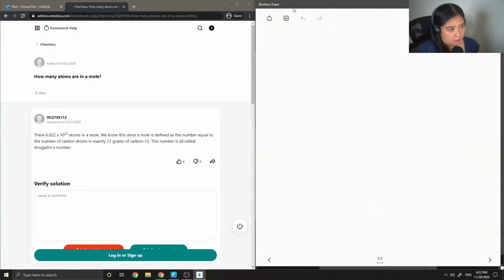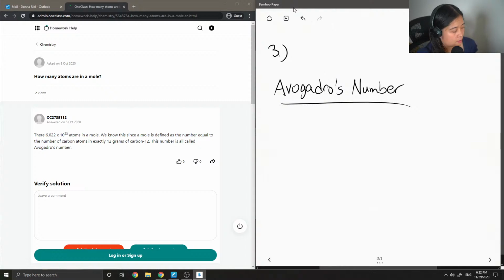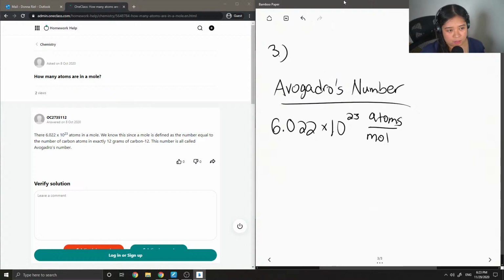Okay, so on to question 3. Simply asks, how many atoms are in a mole? So to answer this question, we are going to look at Avogadro's number. So Avogadro's number has a value of 6.022 times 10 to the 23, and the units are atoms per mole. So Avogadro's number helps us answer a lot of different things that we could be looking for, like number of atoms. We can also use it to look for number of particles or number of photons. It all just depends if we have our number of moles first.